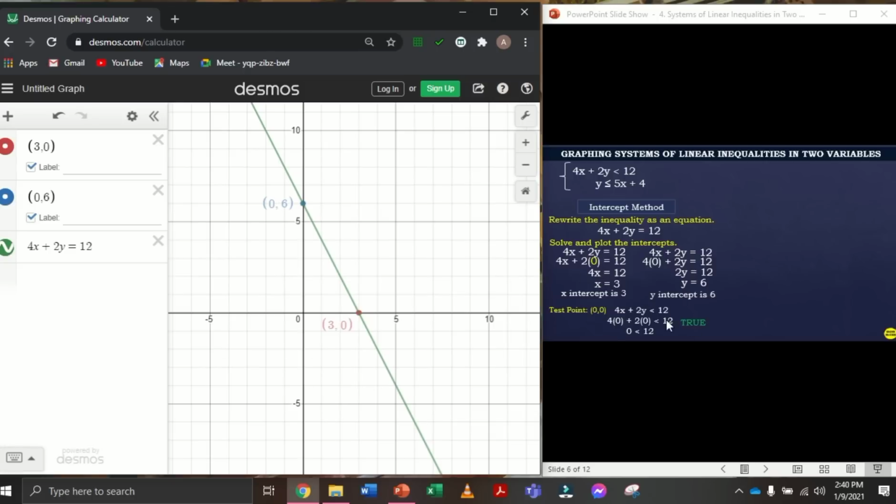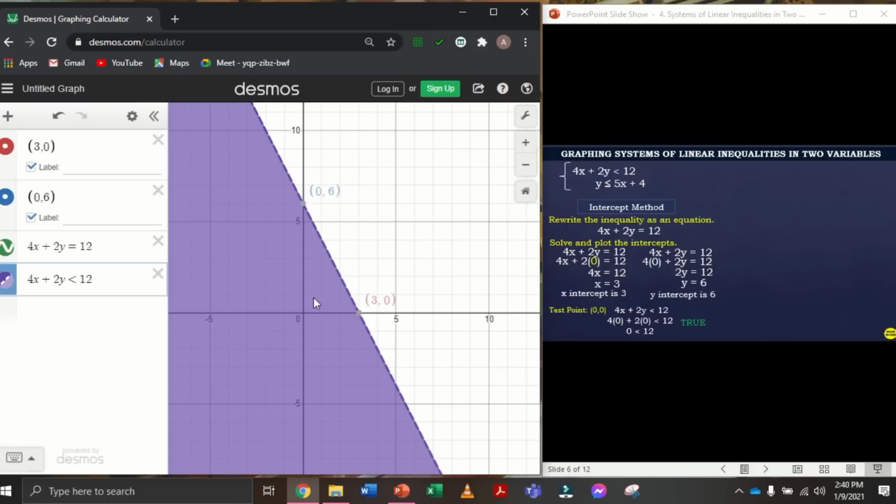So, kapag nag-true siya, ibig sabihin yung test point mo kasama sa shaded region. So, dapat, since nag-true ito, ibig sabihin, dapat ang shaded region natin dito. So, let's see. Tingnan natin kung dito nga ba. Okay. So, i-graph natin itong 4x plus 2y is less than 12. Okay. So, ayan po.